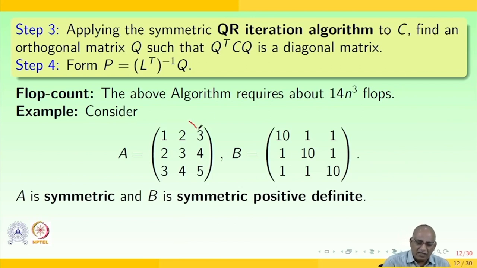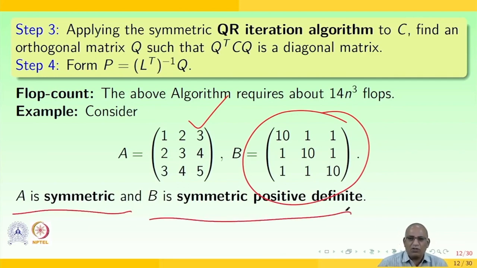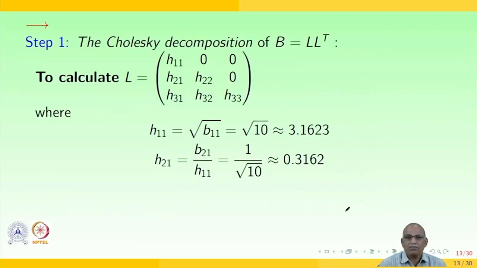If you consider this example, A is equal to 1, 2, 3, 2, 3, 4, 3, 4, 5, and matrix B is this matrix, 10, 1, 1, 1, 10, 1, 1, 1, 10. A is symmetric and B is symmetric positive definite. Step 1 is the Cholesky decomposition of B, that is equal to L times L transpose.